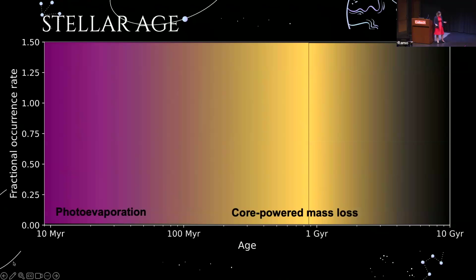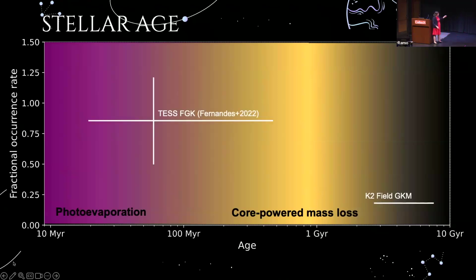So this is something we can test. The idea is you start with a lot of sub-Neptunes, and you lose a bunch of them. They become super-Earths. So here are young sub-Neptunes from TESS. This is a result from Rachel Fernandez from a few years ago. And this is sub-Neptunes from K2 field stars. And you kind of vaguely see that story, right? You see a lot of sub-Neptunes around young stars and not a lot of sub-Neptunes around older stars.